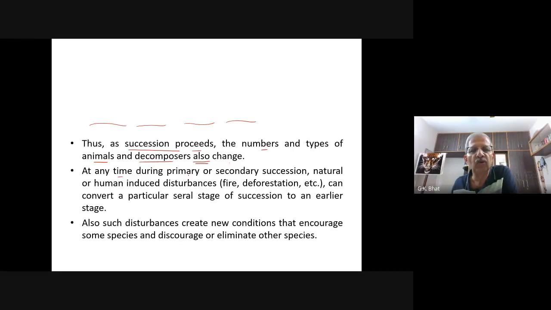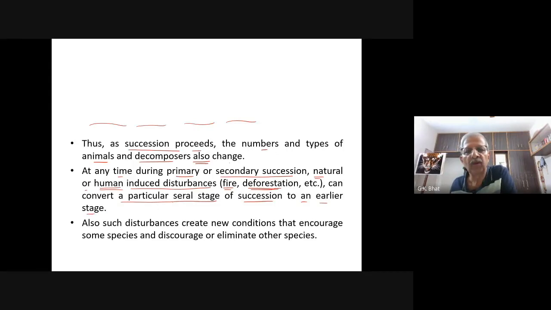At any time during primary or secondary succession, natural or human-induced disturbances like fire, deforestation can convert a particular serial stage of succession to an earlier stage. Fire can be natural also. Fire can be due to human beings also. Deforestation is definitely an action of human beings.